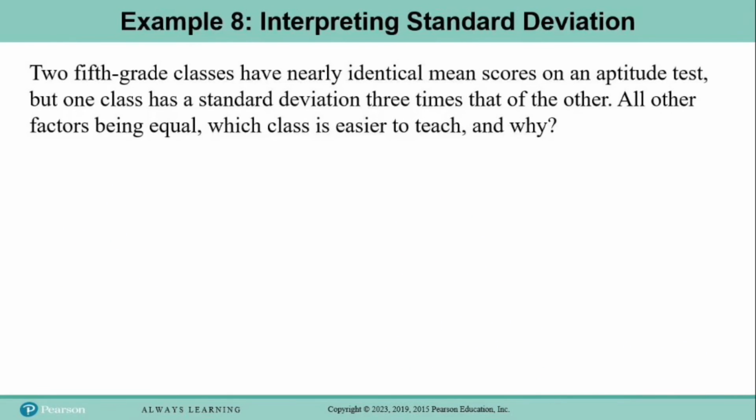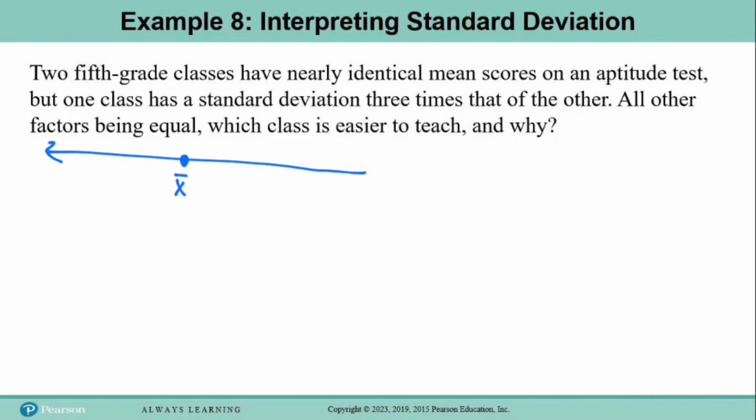So here is example 8. It says 2 fifth grade classes have nearly identical mean scores on an aptitude test, but one class has a standard deviation 3 times that of the other. All other factors being equal, which class do you think is easier to teach and why? Okay, so the first thing we notice is that they said that the classes have nearly identical mean scores on the aptitude test. So it's not a matter of one group of students being really much smarter than the other, but they said one class has a standard deviation 3 times that of the other.